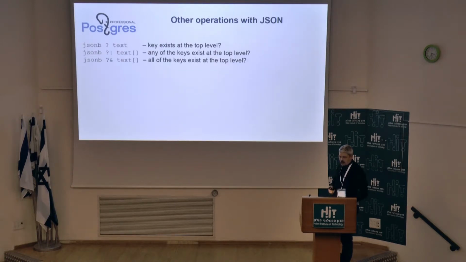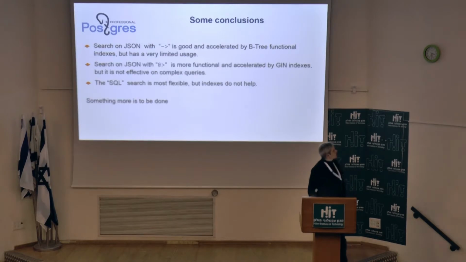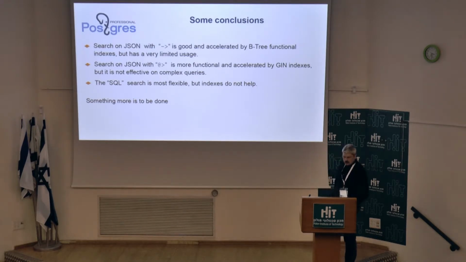Okay, so other things which can be done with JSON. There are operators to check if a key exists on the top level, if any of a list of keys exists on the top level, and if all of the specified keys exist on the top level. Okay, so after that, what do we understand about JSON? A simple search by a fixed key is good, is fast, if you use a simple B-tree functional index. Okay, but its usage is very small.